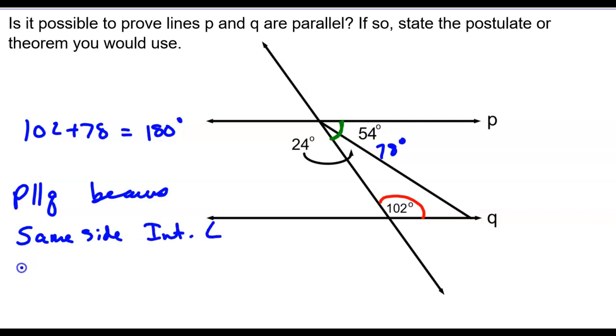So then P is parallel to Q because same side interior angles are congruent. And I'm going to use the congruent symbol. Are congruent. And that would be the converse of the same side interior angles theorem.